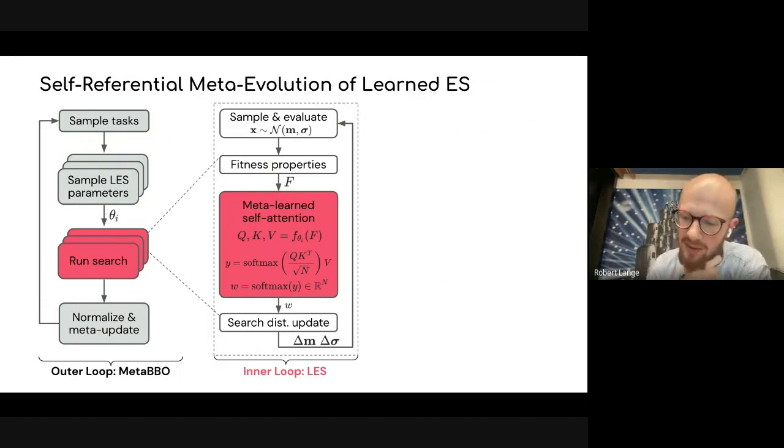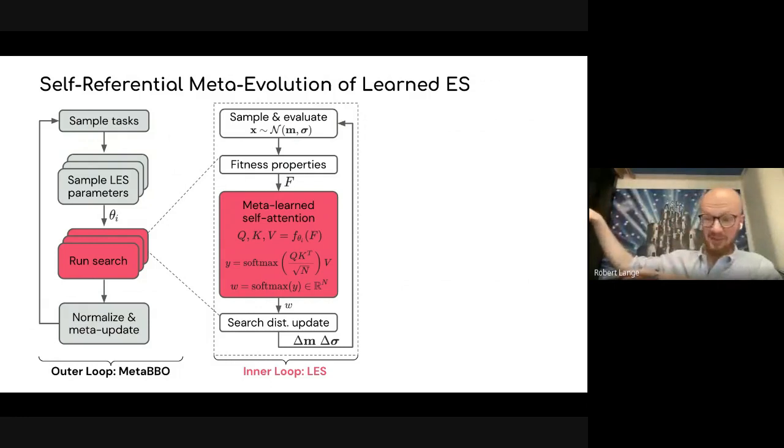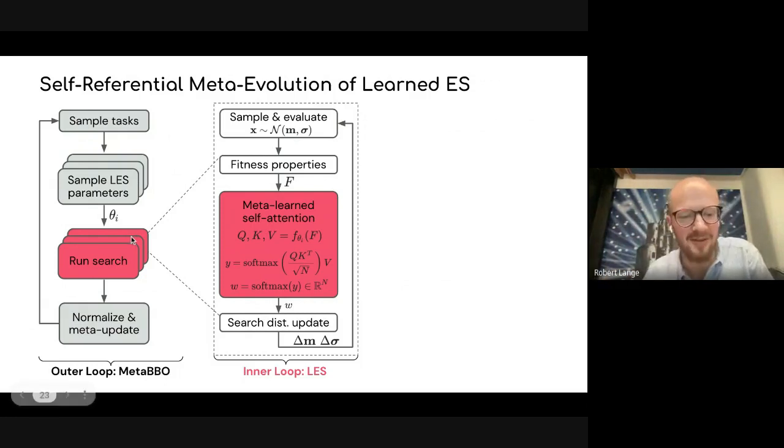do something similar in the context of learned evolution, where we use not a fixed meta optimizer, some evolution strategy that was previously manually designed, but a randomly initialized learned evolution strategy as the meta optimizer that then drives the performance. Okay. So here I'm showing how it looked before. We have this inner loop, which is LES, and then in the outer loop, we sample tasks, we sample LES parameters, like CMAES or some form of evolutionary optimizer. We run the search in parallel using JAX, and then we perform a meta update.